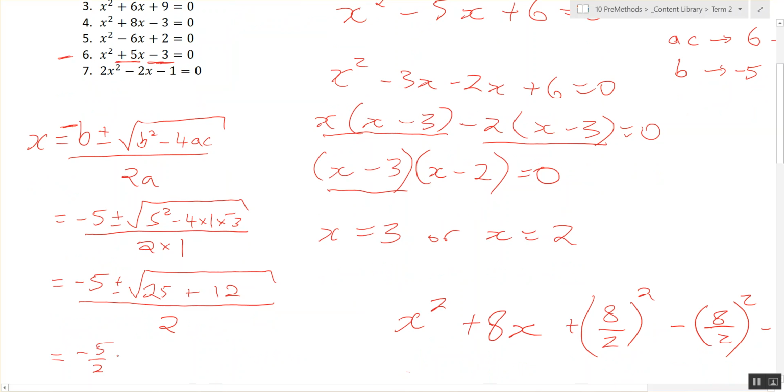Negative 5 over 2 plus or minus square root of 37 over 2.